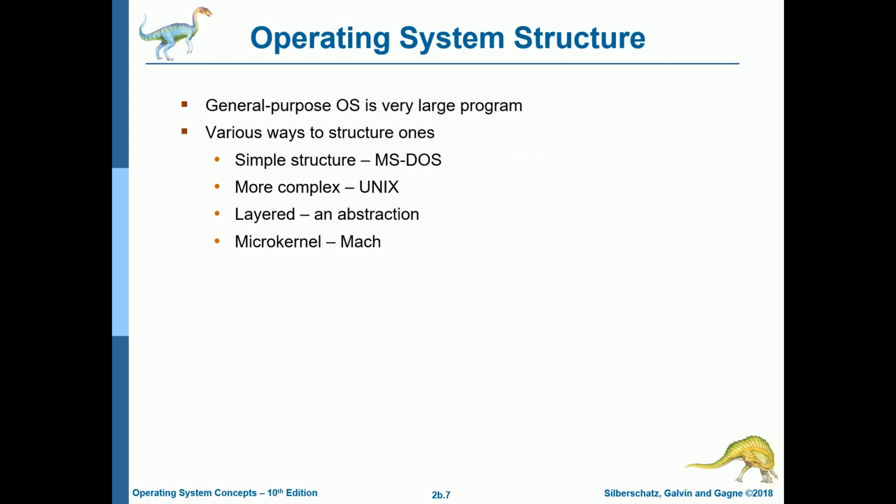Now, as we're still discussing design and implementation, we need to take a view at the operating system structure. A system as large and as complex as a modern operating system must be engineered very carefully if it's to function properly and to be modified easily. There are various ways that we can structure this, and we can go from simple structures like MS-DOS to vastly more complex like Unix. We can also take a layered approach and also a microkernel approach.